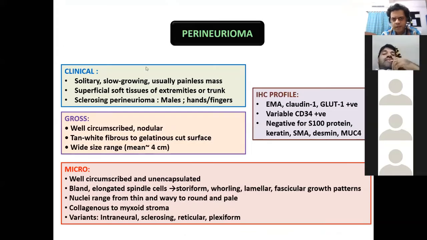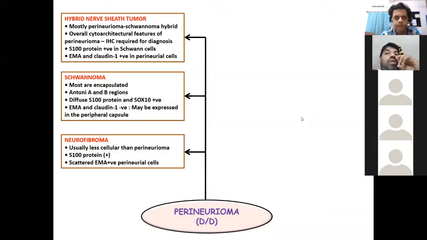So that's it. The site is usually in the hands and the fingers, usually in the males, very well circumscribed tumor of a small size. You get predominantly a storiform and whorled fashion, but also sometimes vesicles, very nondescript, thin fibroblast-like cells, but at places wavy. And you have got these variants. EMA is a very important marker. Claudin 1, GLUT 1, we talk about all that. We don't use it routinely in our diagnostics. But these are all markers which are expressed in this perineural cell. CD34 can be variably positive.